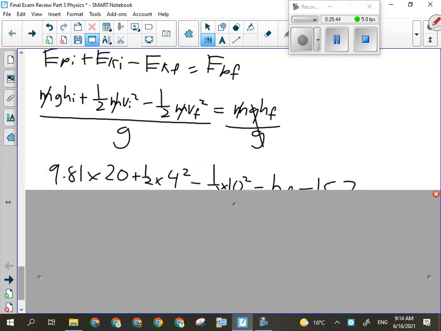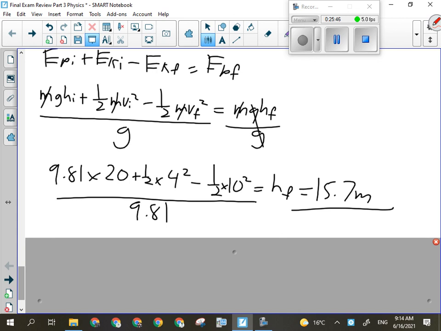Then our next step is plug in all the numbers. So 9.81 times 20, that's the initial height, plus 1/2 times 4 squared, the initial velocity, minus 1/2 times 10 squared, the final, divided by 9.81. Our final height's 15.7 meters.